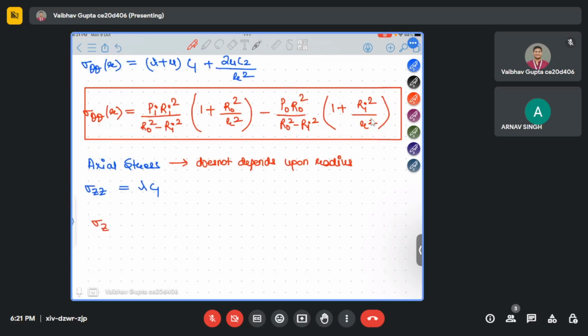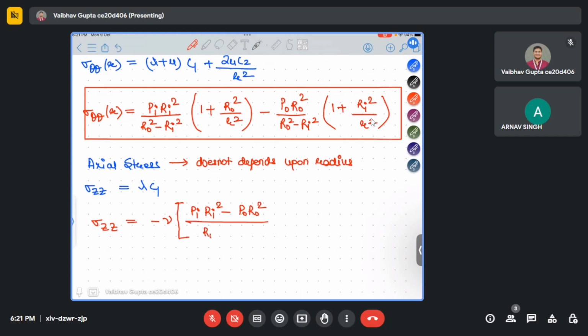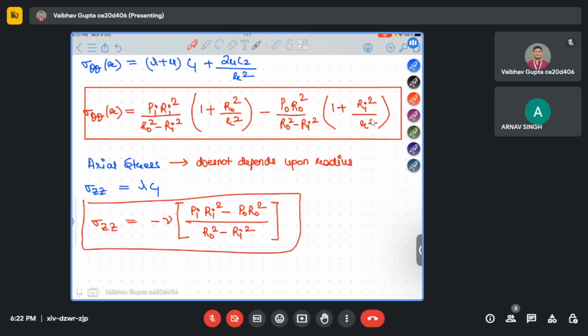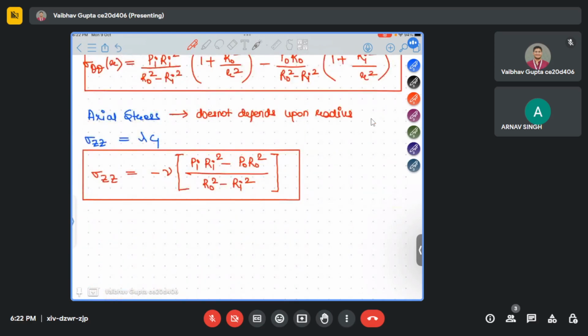Sigma zz will be equal to minus nu, where nu means Poisson's ratio, times (pi ri square minus p naught r naught square) upon (r naught square minus ri square). This is the sigma zz. You can see nowhere is small r there, so it's not a function of radius. Whichever plane or radius you are at, it doesn't matter. The axial stress will remain the same.